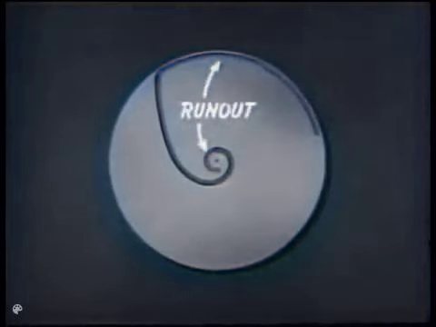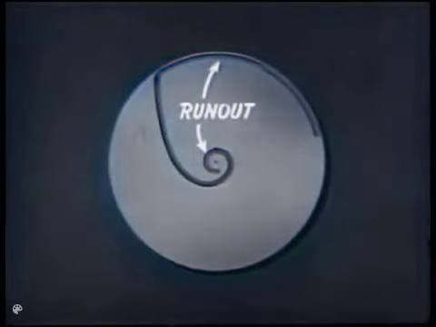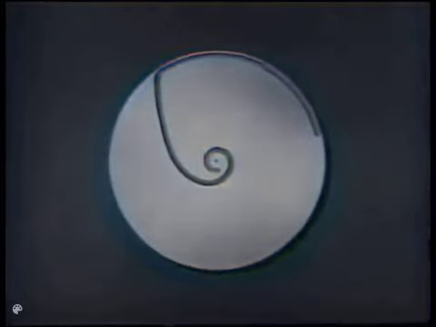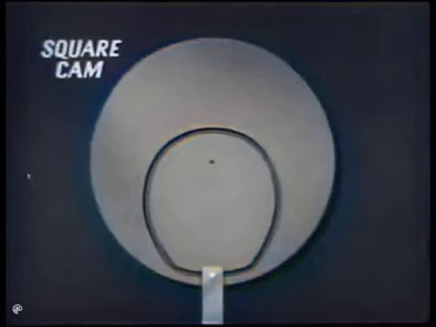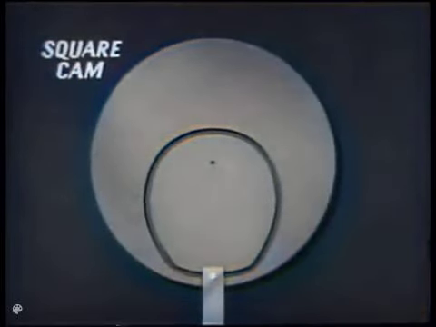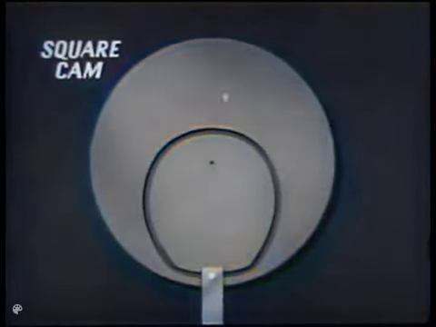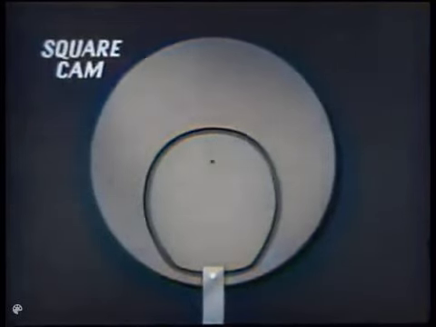Disc cams generally have a non-computing runout at both ends of the plotted curve. This is a square cam, so called because it delivers the square of an input, which may be either plus or minus.